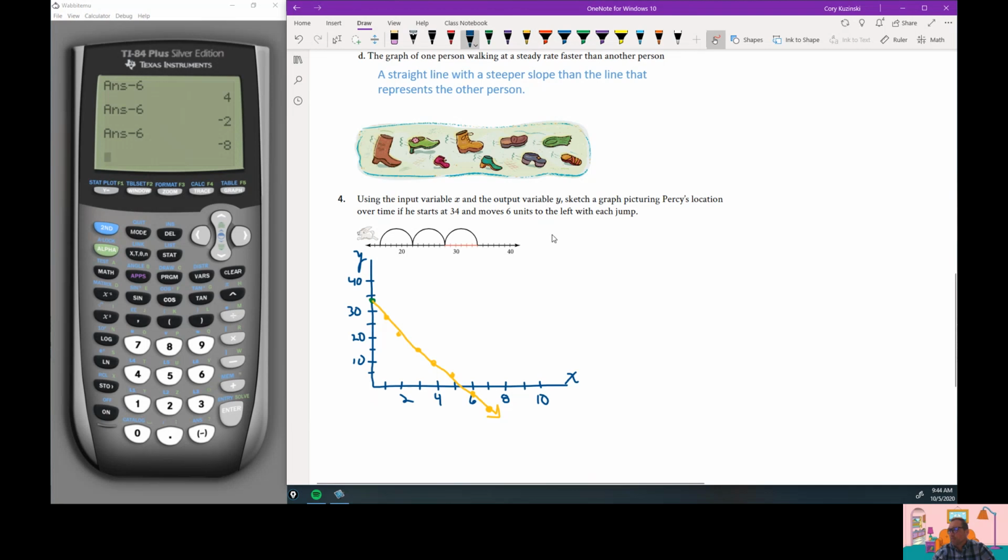That equation, by the way, would be y equals 34 minus 6 times whatever x is, even though they didn't ask us for the equation.